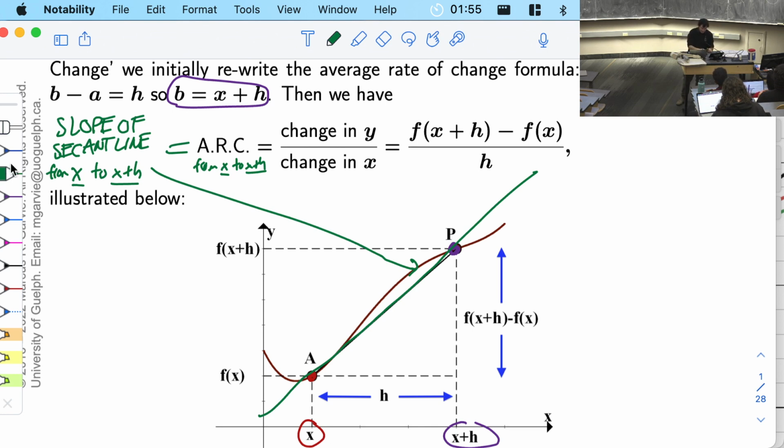And here is the formula for the slope, rise over run. This is the rise. The run here is h. Rise over run gives us the slope, and you can also see it visually here and here, right? So that is the function, and the slope of the secant line. Any questions about the setup so far?